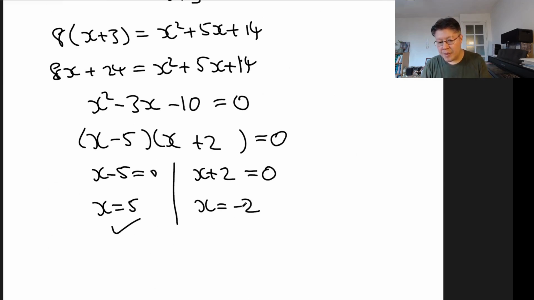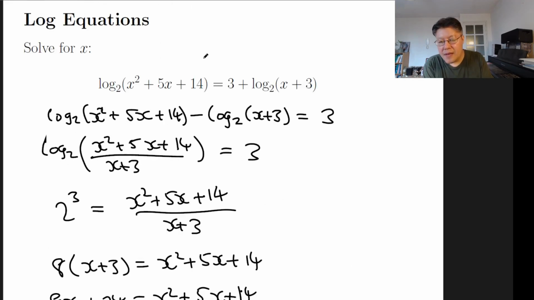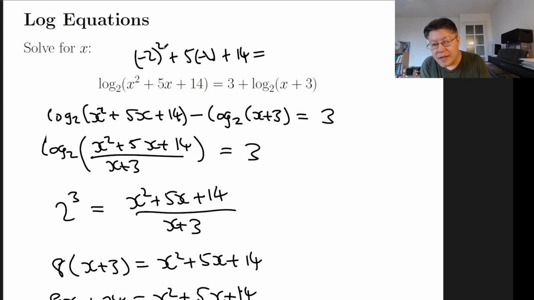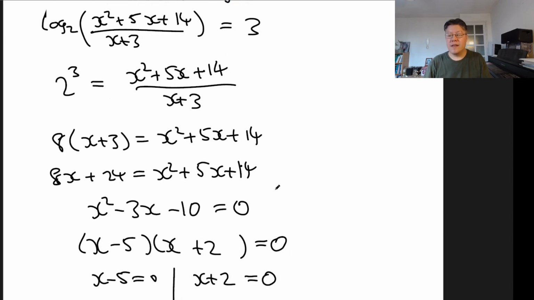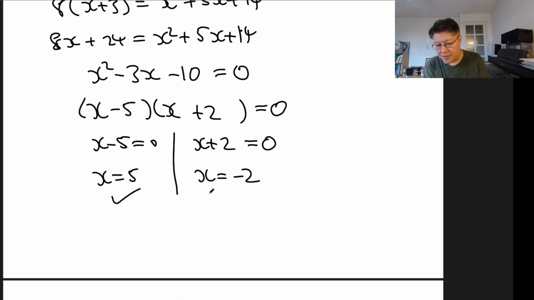And now we have to see about minus 2. If you plug minus 2 into here, we get a positive 1, so that's okay. And let's just work out if you plug in minus 2 in here, x squared plus 5x plus 14, so that's 4 minus 10 plus 14, which equals 4. So that's fine, that's also positive. So therefore, these are both solutions.